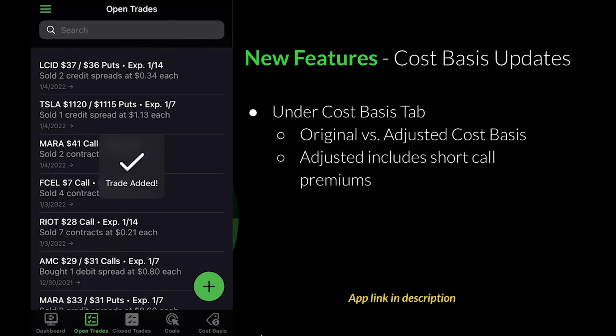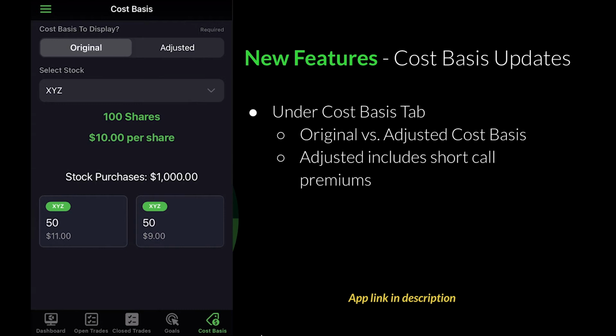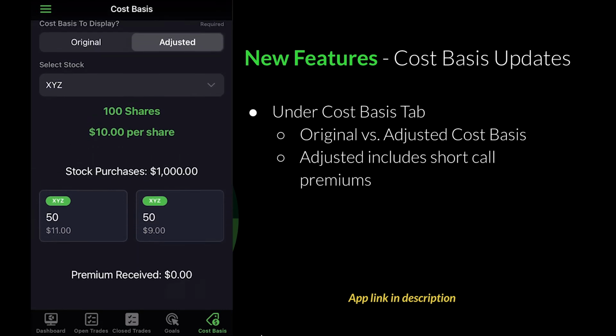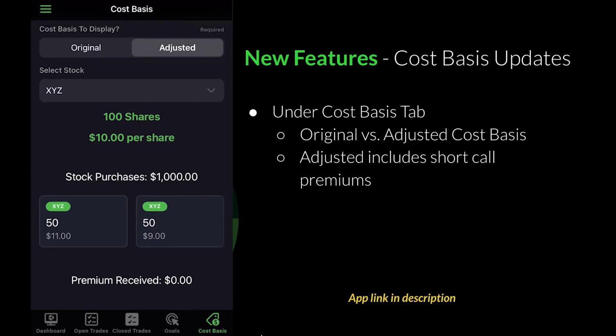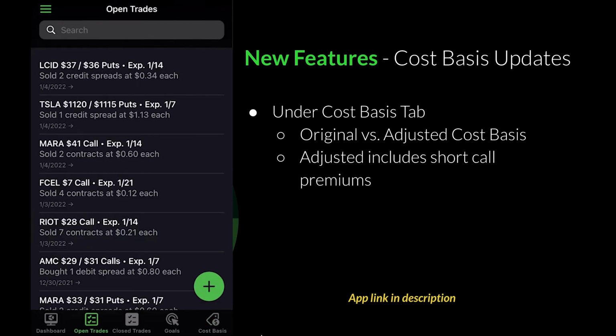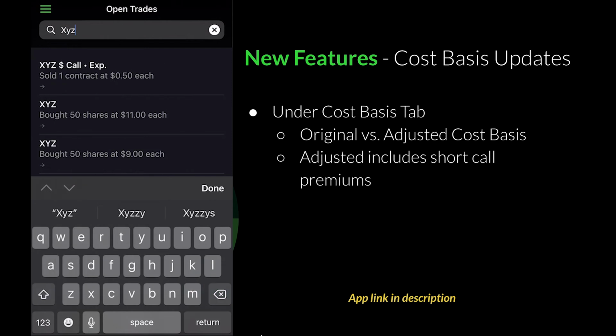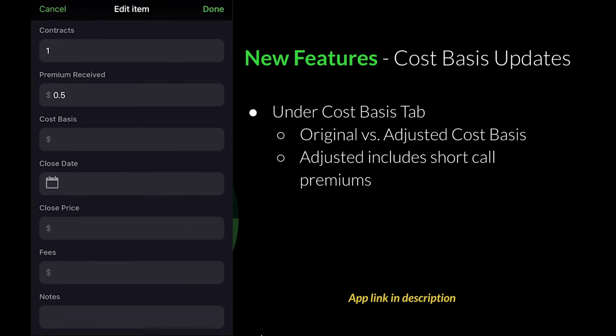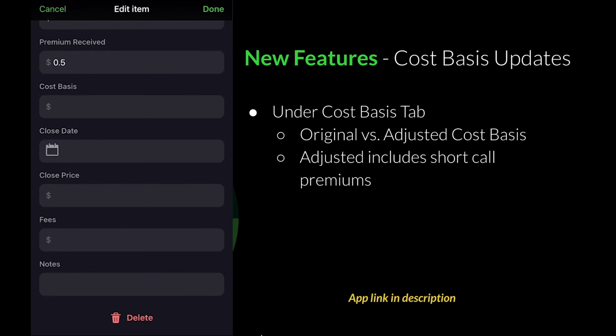All right, so in our cost basis, if we go to adjusted, we haven't received anything yet. And the reason why is because we haven't closed the trade. So let's go and close the trade. So go here and look for the short call, and we can close the trade. So let's just say we close it today.